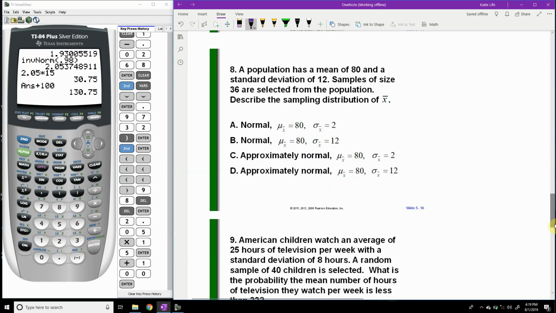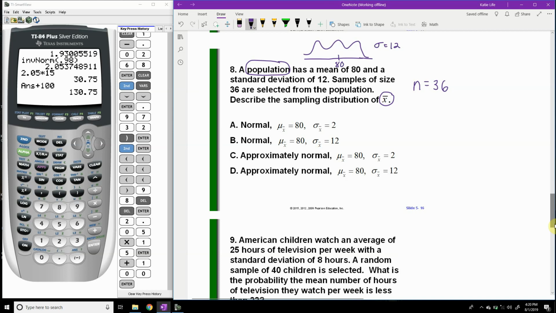Number 8, a population has a mean of 80 and a standard deviation of 12. Samples of size 36, sample size is 36, are selected from the population. Describe the sampling distribution of sample means. Okay, so that means we're taking repeated samples of size 36 from some population. Now, notice it doesn't say here what the distribution of the population looks like. It could be anything. It could be any shape. The only thing I know about the population is that it has a mean of 80 and a standard deviation of 12. That's all I know.